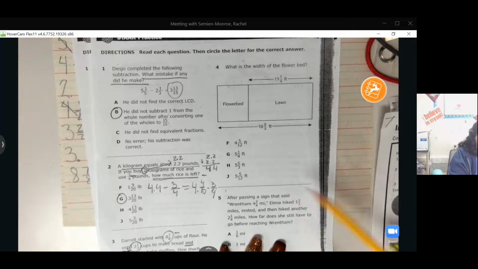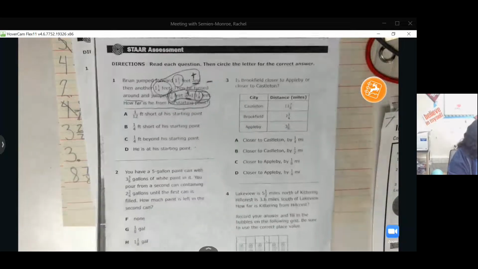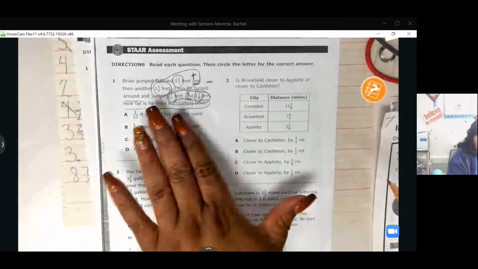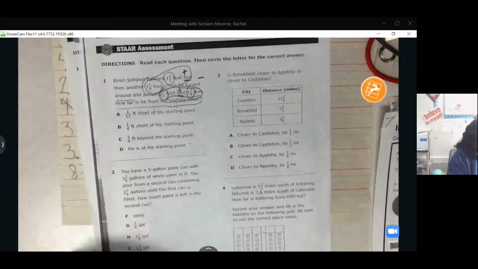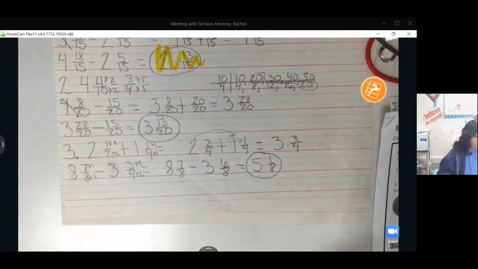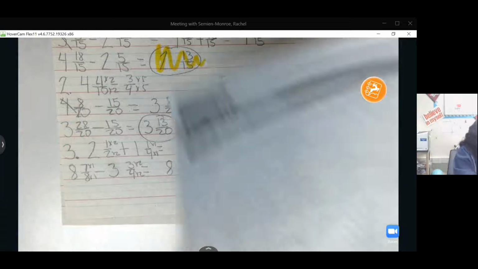Now, since we were not able to finish, I want to go over the process on the second page. I was actually just looking at it, so I'm going to use a new page.